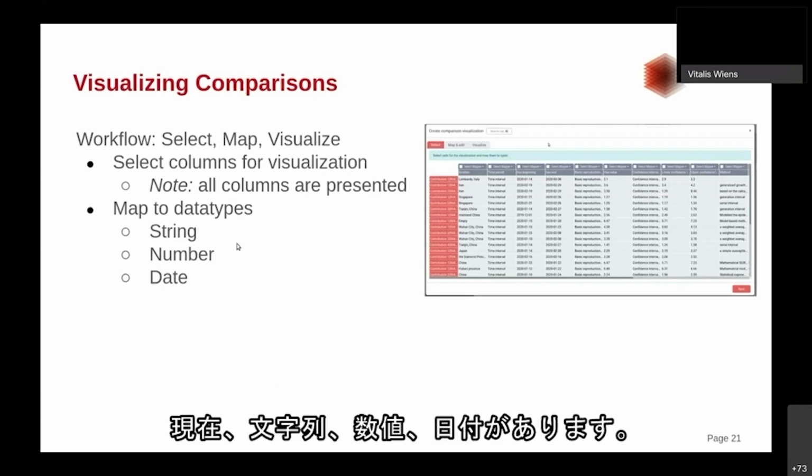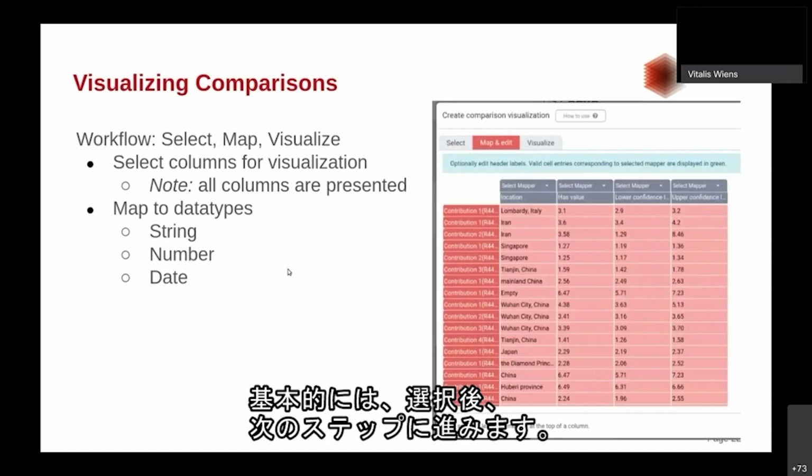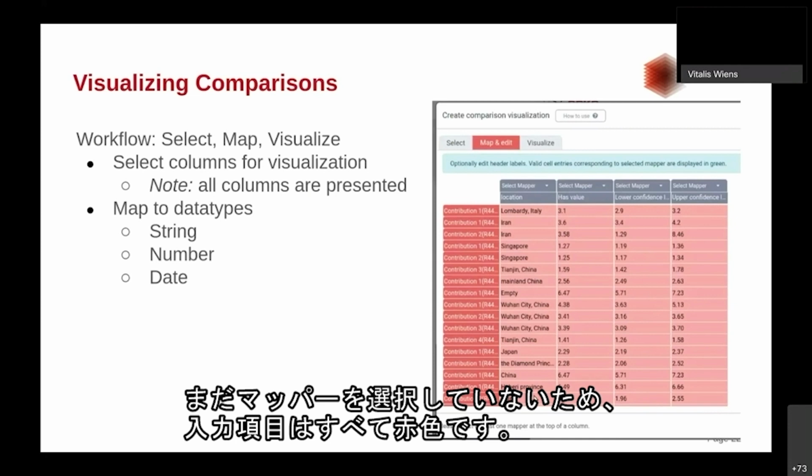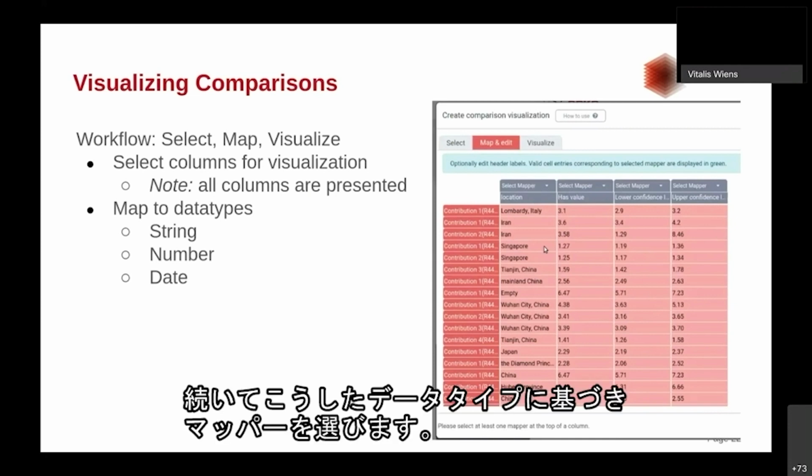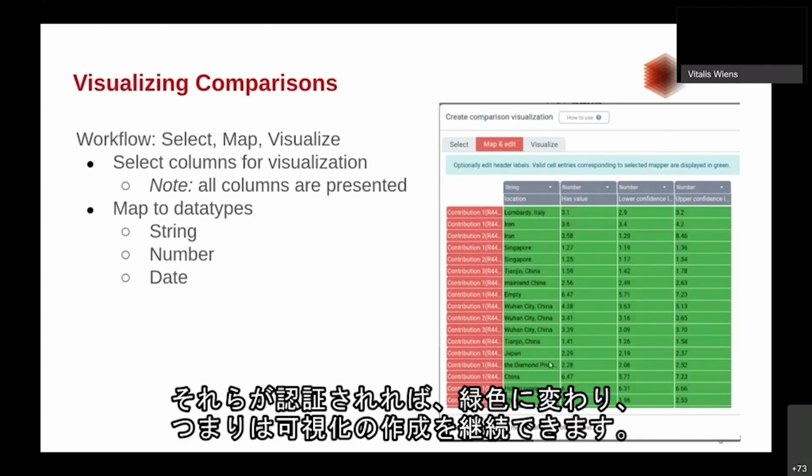Currently, we have strings, numbers, and dates. After the selection, we go to the next tab, and all of the entries will be red because we have not yet selected the mapper. Then we select the mapper based on these data types, and if they are validated, they will become green. Then we can continue with creating the visualization.